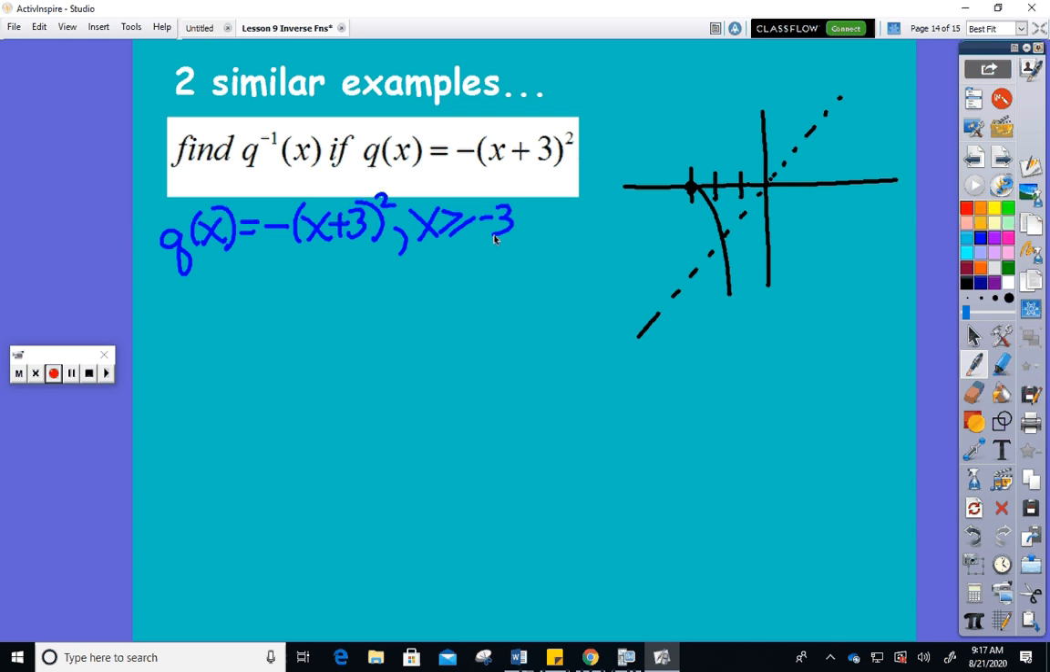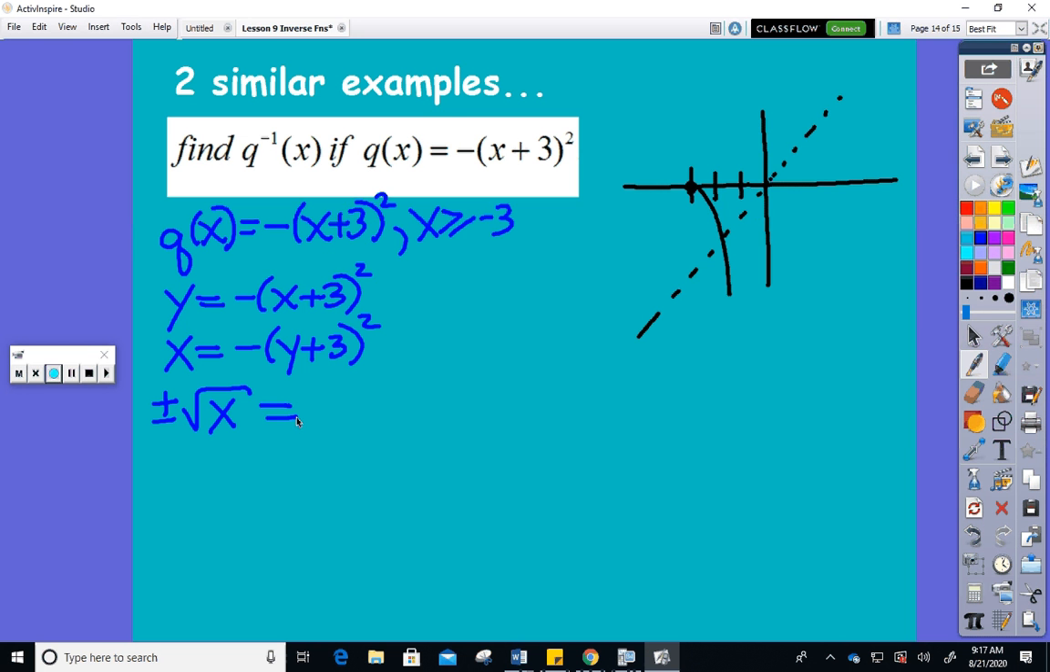Now I'm allowed to find an inverse. So this is kind of different too. I'm not going to work with the x is greater than or equal to negative 3 part right now. I'll come back and I'll get the conditional statement in just a second. So wait for a minute and I'll pull this together for you. So I switched my x's and y's. I need to isolate my new y, so I'm going to have to take plus or minus the square root of x.